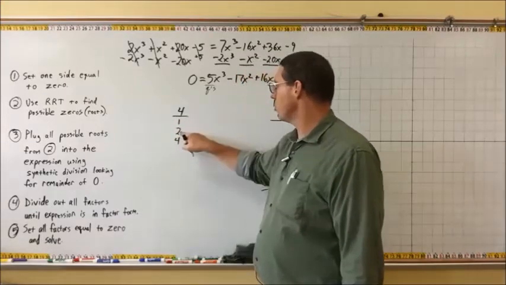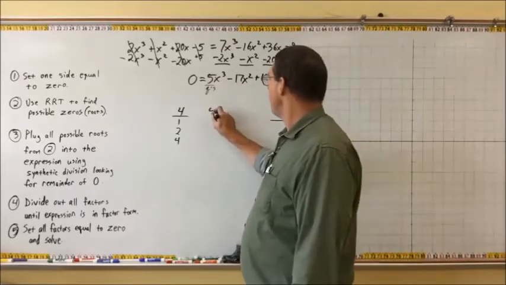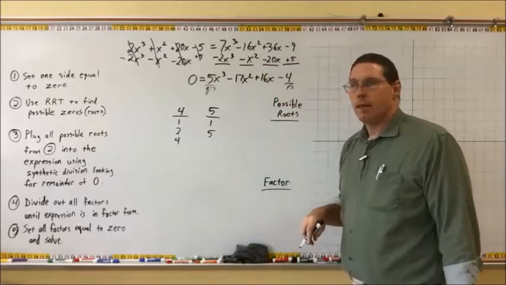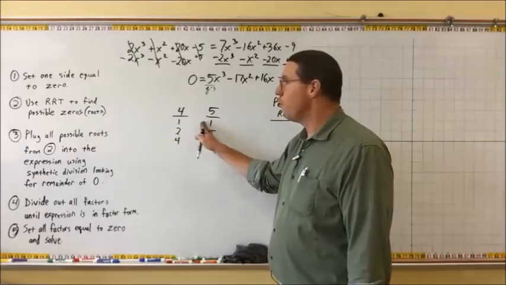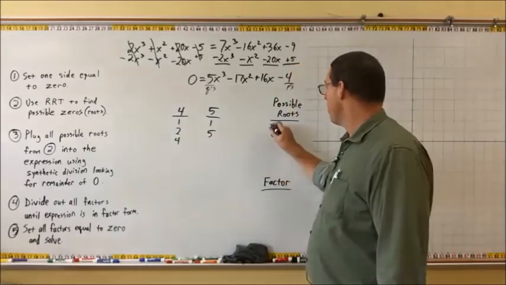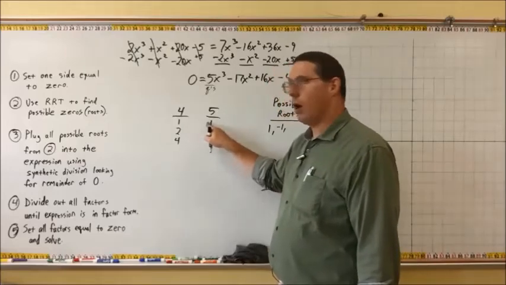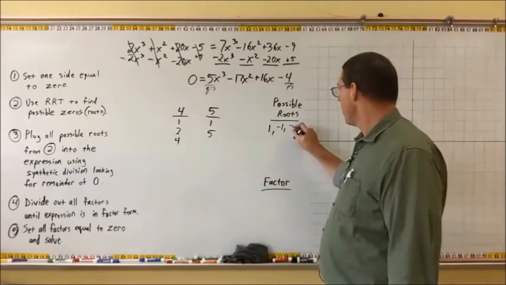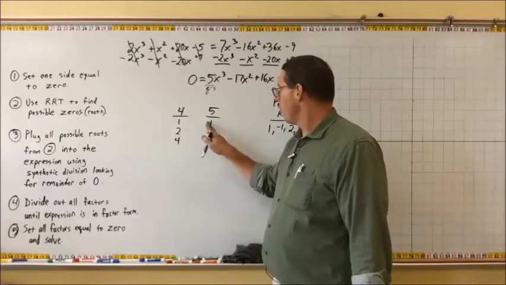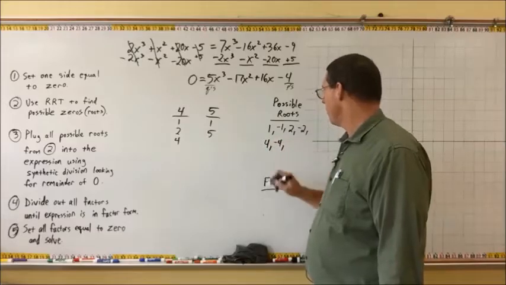1 times 4 is 4. 2 times 2 is 4. Okay? 5. The factors of 5 are just 1 and 5. So that should be easy enough. Now I'm going to put my p's over my q's. So 1 over 1 is 1. So that's positive 1 and negative 1. 2 over 1 is 2. So that's positive 2 and negative 2. 4 over 1 is 4. So that's positive 4 and negative 4.